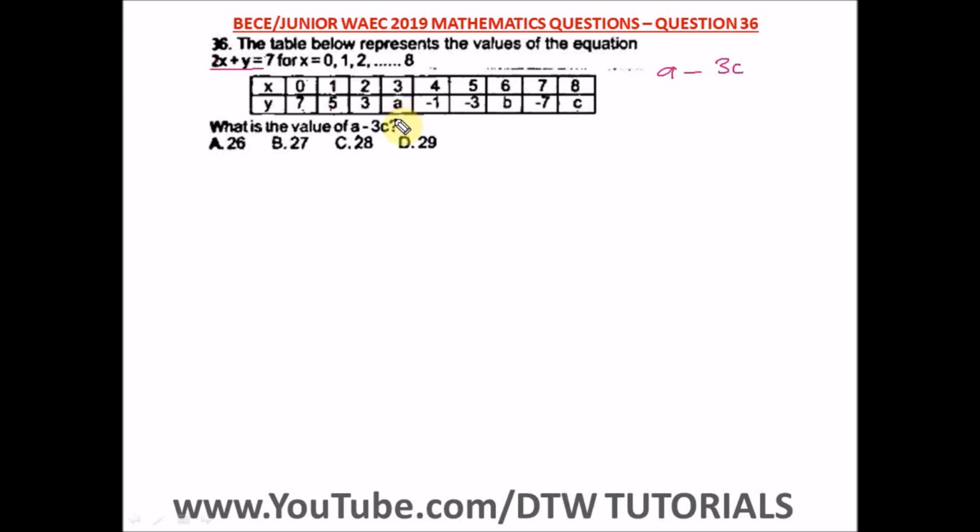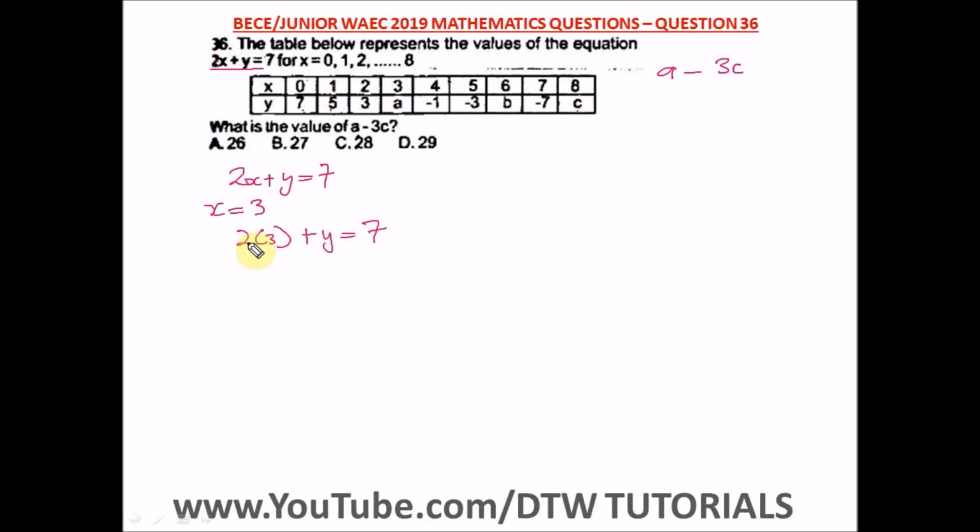So what we have to do now is to get our unknown a, which is the value of y. We put in x equal to 3 to get this value here. So let's do this first. Our equation is 2x plus y equal to 7. Putting the value of x equal to 3, we have 2 bracket 3 close the bracket plus y equal to 7.